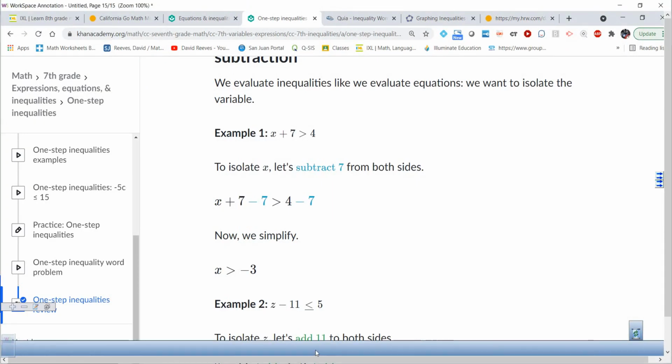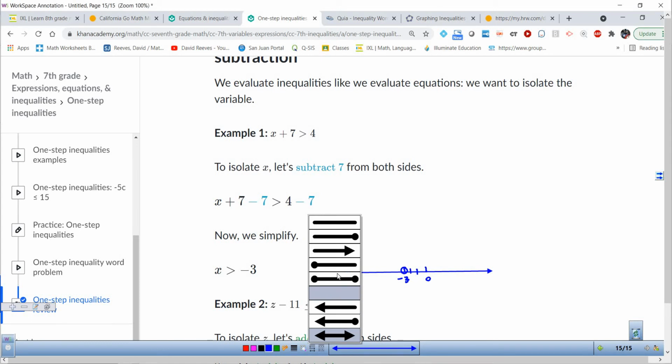By the way, you will be asked not only to solve them, but to graph them as well. I just want to remind you what that would look like. On my number line here, I always put 0, and then I'm going to go 1, 2, 3. Here's -3. I want x to be greater than -3, so I would put an open circle, and then an arrow going to the right from there.